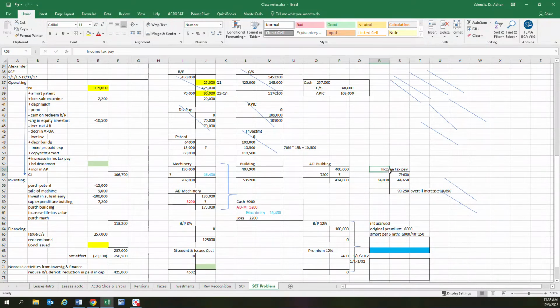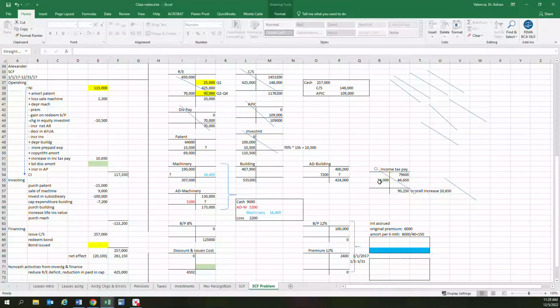And if you wanted to analyze it in a simpler way, this is a current liability, right? When current liabilities go up, then all you do is add it back. So that $10,650 would go, what line did I do for that? Here we go. Increase in income tax payable. So because of that, I'm going to put $10,650 on the statement of cash flows. And what that does is that allows us to fully explain the income tax payable account.